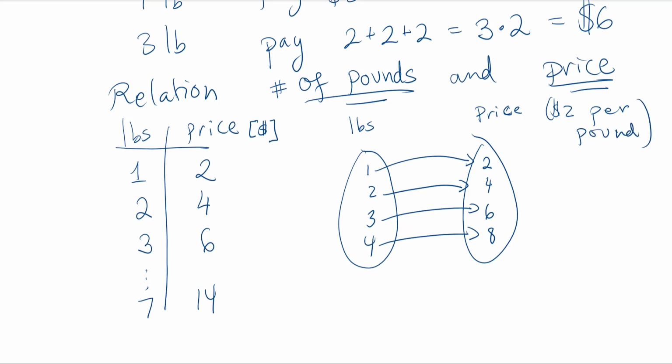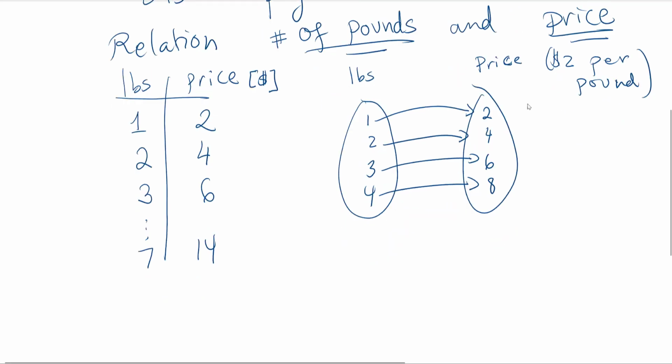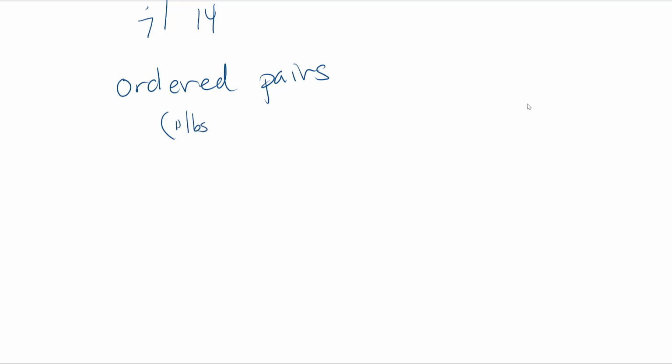Okay, now there are two other ways of presenting this function. The first is called ordered pairs. When we have ordered pairs, on the left-hand side we're writing what is input, in this case the number of pounds. And on the right-hand side, we're going to write the price.